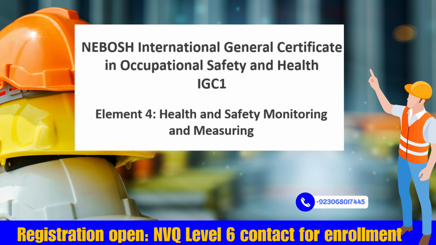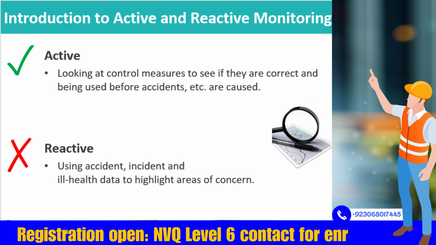Let's start with an introduction to active and reactive monitoring. The first one we have is active monitoring. Active monitoring is a proactive approach, meaning it's focused on identifying potential hazards and ensuring that safety measures are in place before anything goes wrong. The aim is to check if all safety practices, policies, and control measures are functioning as intended, allowing organizations to catch and address risks early.